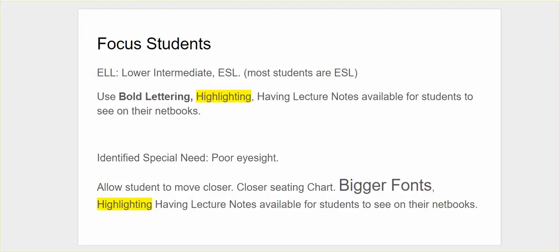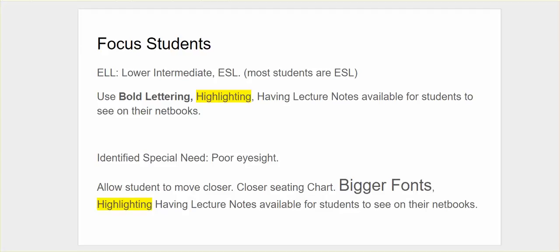Yeah, and the focus students in his class, there weren't a lot of special needs per se, you could say. The one that I found was that a student had poor eyesight. Most of his students were ESL, with an ELL level of lower intermediate. So strategies to adapt to them would be to use things like bolded lettering, highlighting, and also having lecture notes available online for students to use so they could see it and go at their own pace on their own netbooks, which his class has.